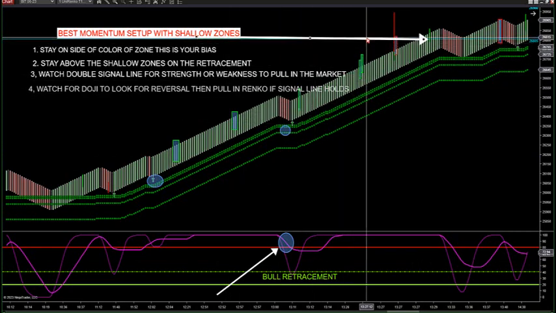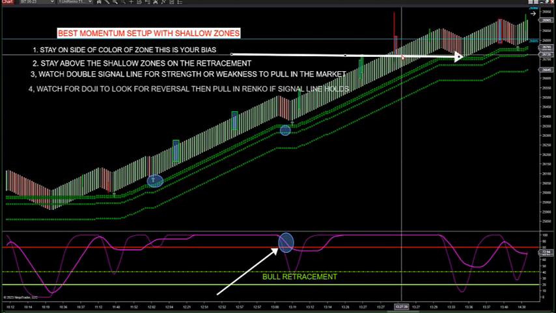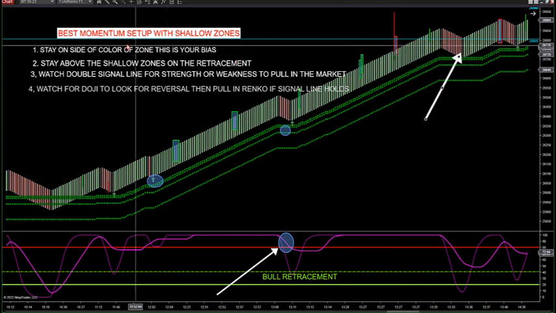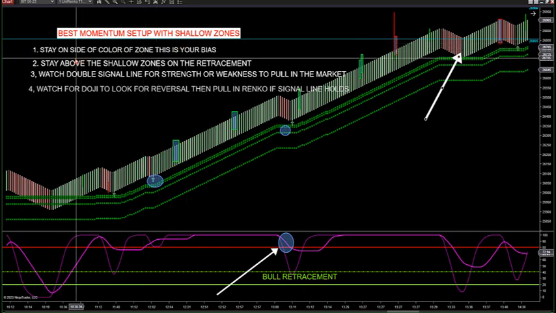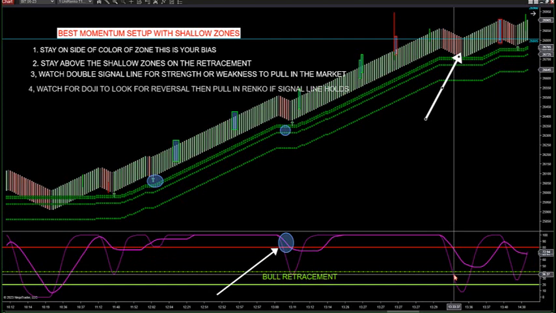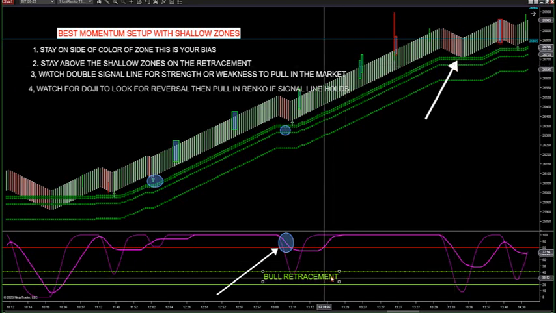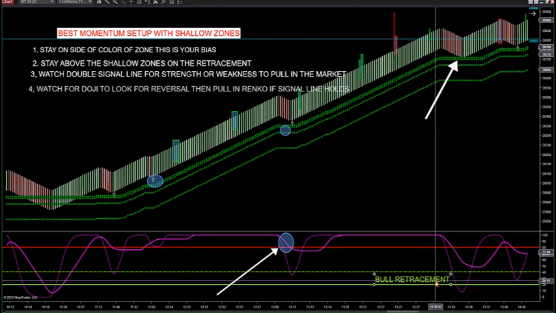If I come up to here, I hit my order block. Order blocks are major resistance. We start getting reversal. We stayed above the shallow, check on the retracement. Right, stay on the side of the color we're trying to buy. Stay above the shallow, check. Do we have a double signal line confirmation? No. Why? My bull retracement says I must stay above 40.